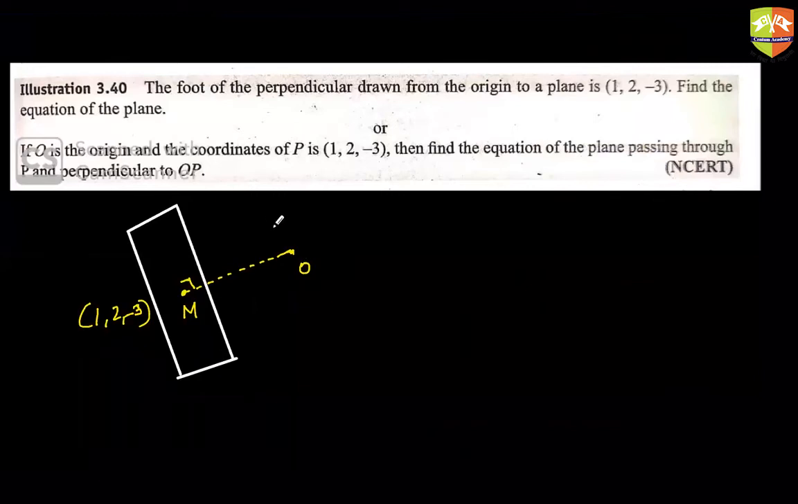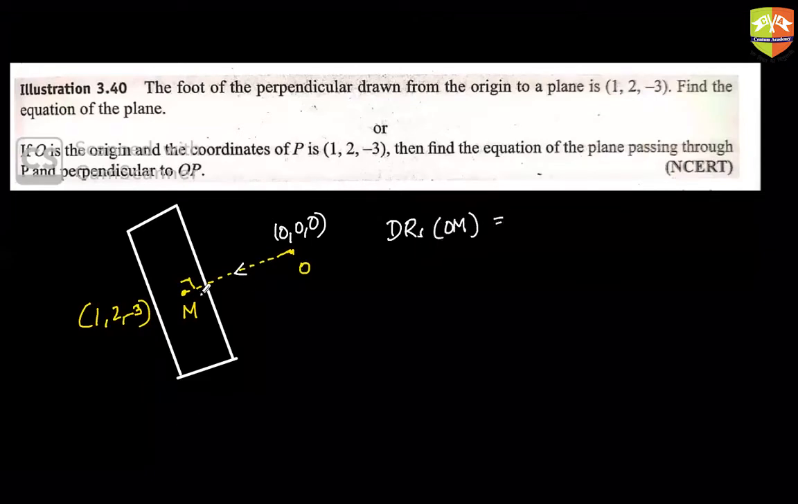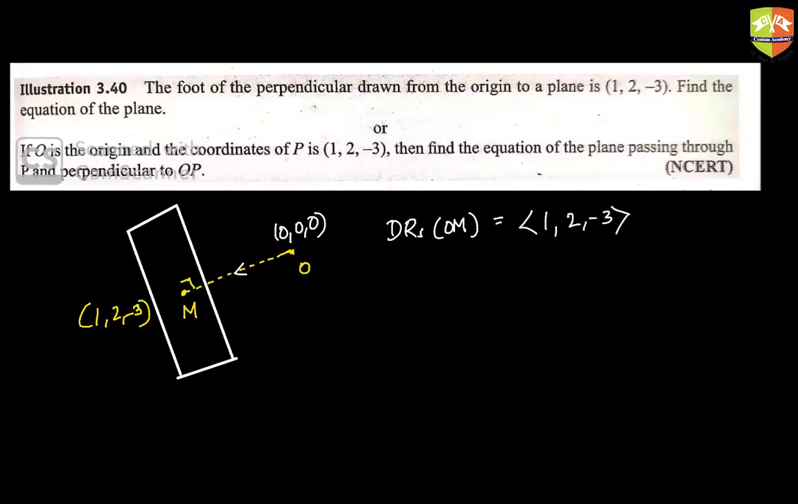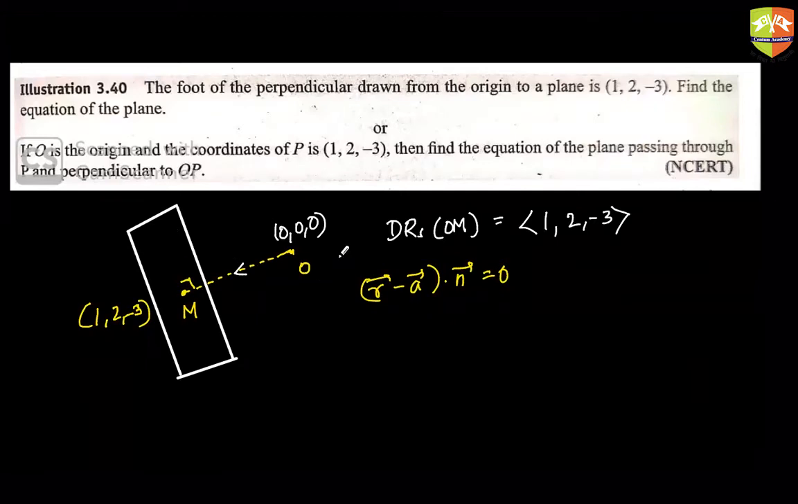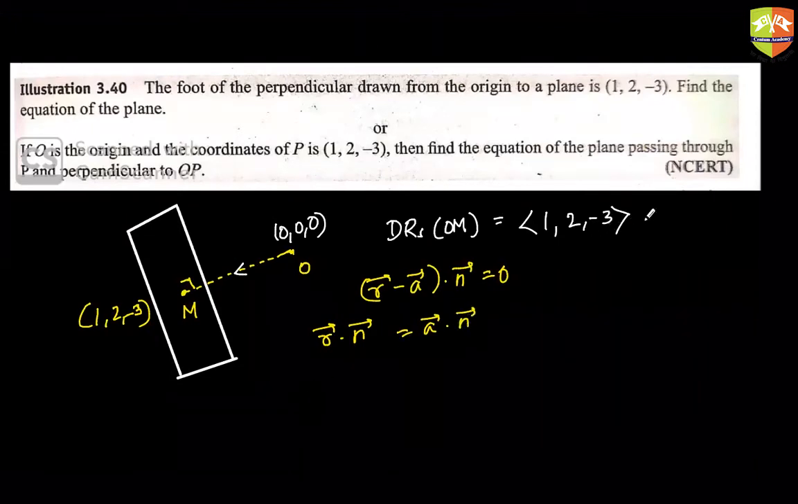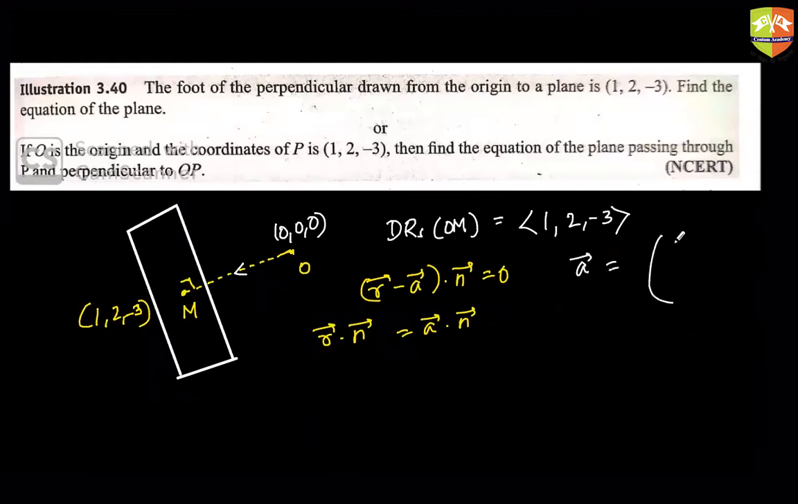Since you know the point of the foot of the perpendicular and you know origin is 0, 0, 0, you can always know the direction of the normal. Correct? So the direction ratios of the line OM would be nothing but the coordinates of M itself, which is 1, 2, minus 3. Correct? And once you know the point, you can use (R minus A) dot N is equal to 0. Correct? So R dot N is equal to A dot N. So A itself is also this point and N is also the same point. So the A vector itself is your 1, 2, minus 3.